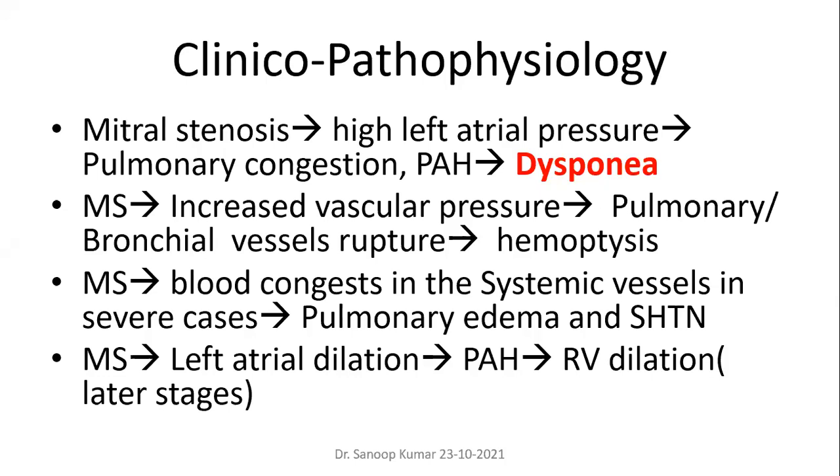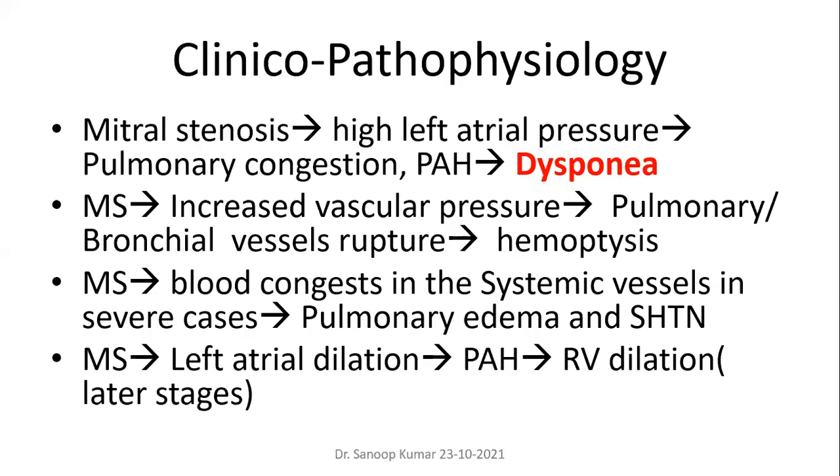So pulmonary congestion happens and there will be pulmonary artery hypertension and dyspnea. So in a case of mitral stenosis, dyspnea can be the earliest manifestation of the patient. Whenever the pressure increases in the pulmonary vessels, there can be pulmonary or bronchial vessel rupture and the patient can come to you with hemoptysis. Again, the back pressure to the lungs increases and the patient can be predisposed to systemic congestion as well as pulmonary congestion, and pulmonary edema and systemic hypertension can happen to the patient.